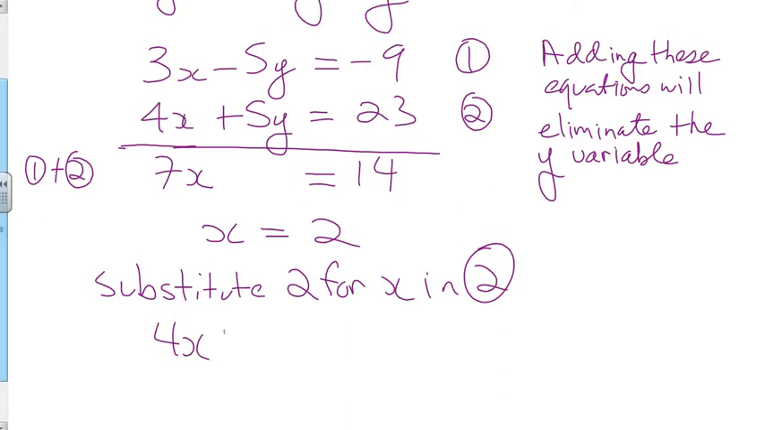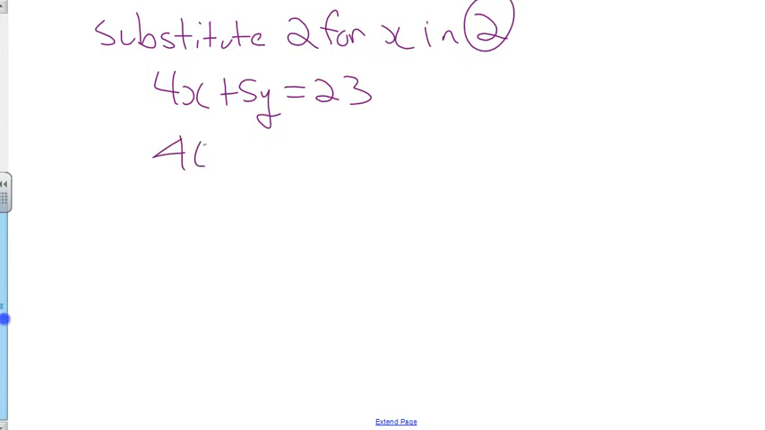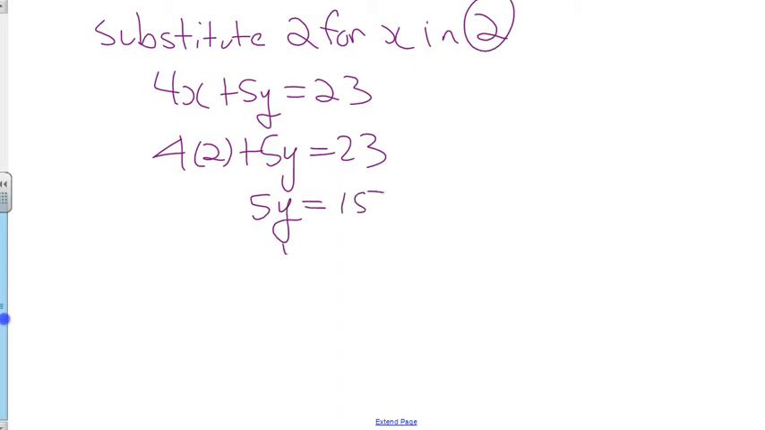So 4x plus 5y equals 23. 4 times 2 plus 5y equals 23. 5y equals 15. y equals 3. The solution is the ordered pair. And let's just keep them in alphabetical order, right? So if you're doing A's and B's, then it'll be A comma B. If you're doing Q's and K's, then it'll be K comma Q. Go with that. Most times it's just x's and y's, right?